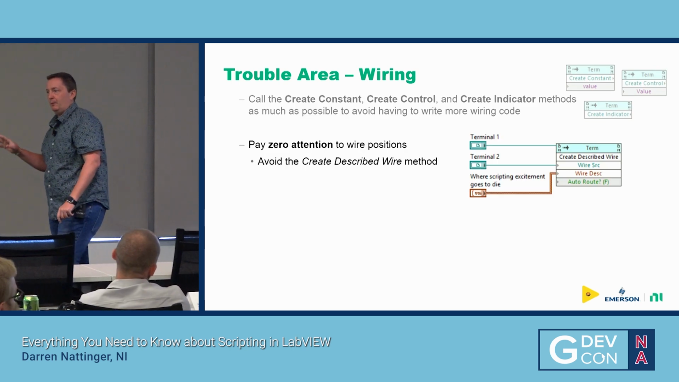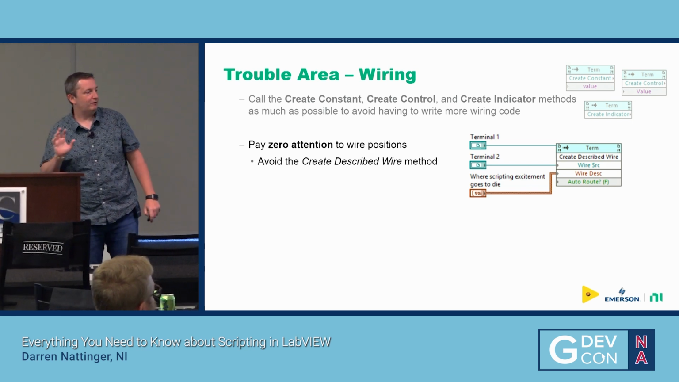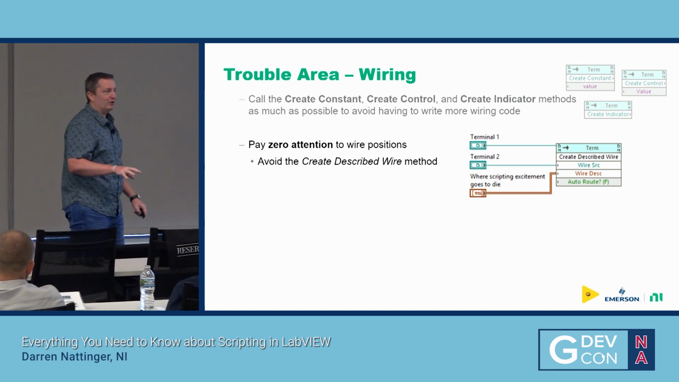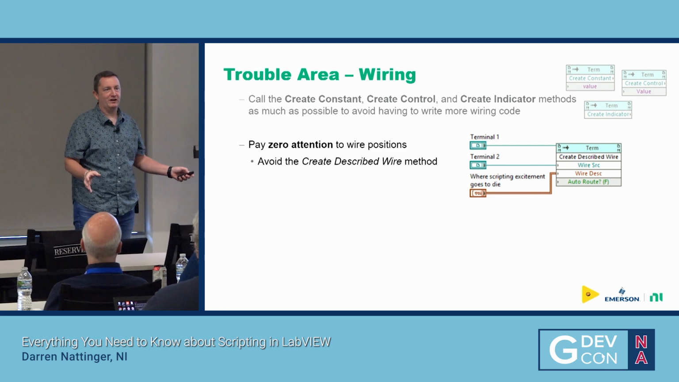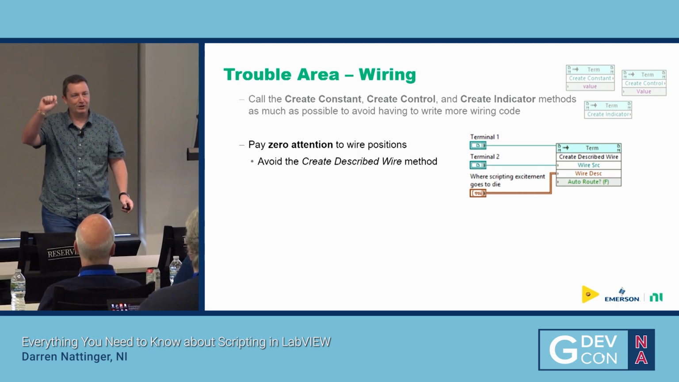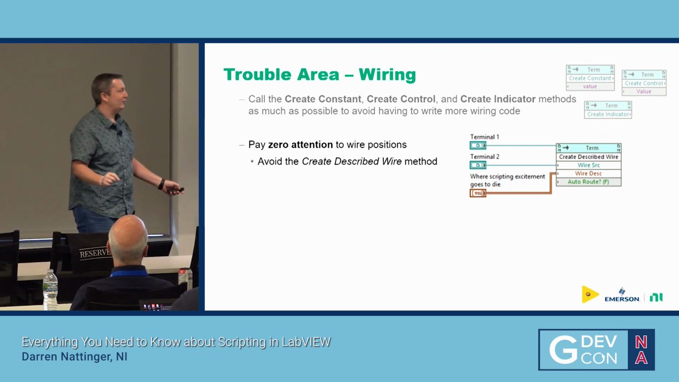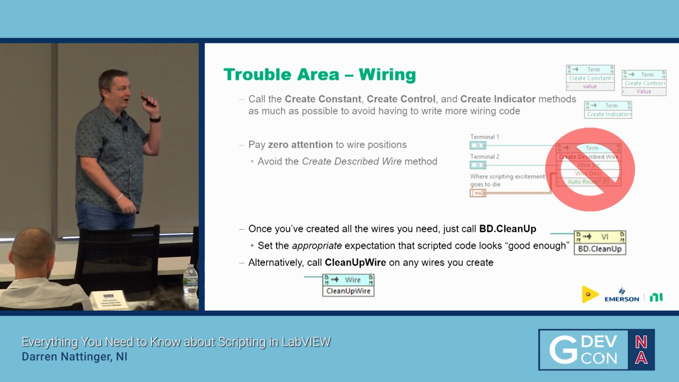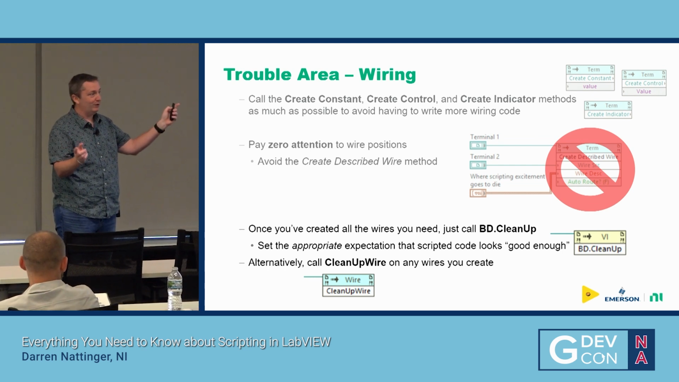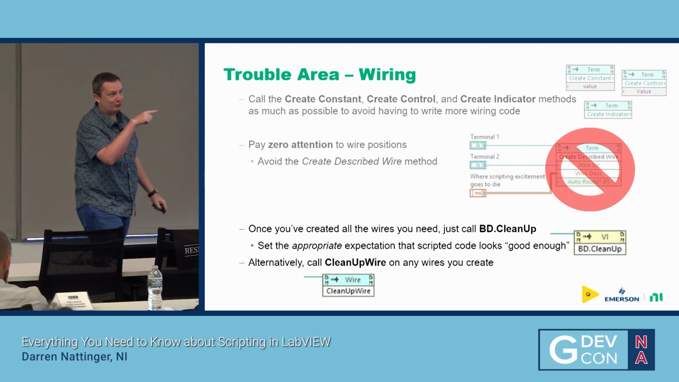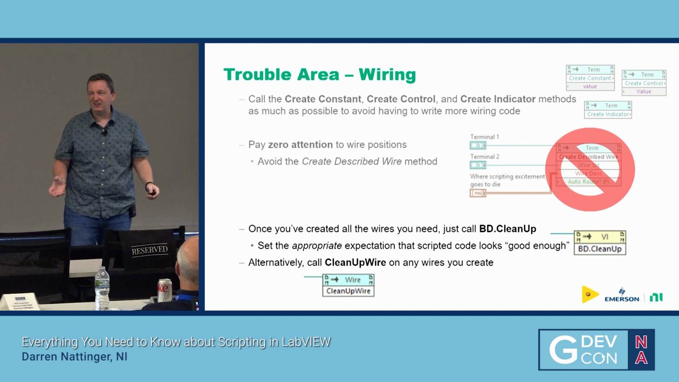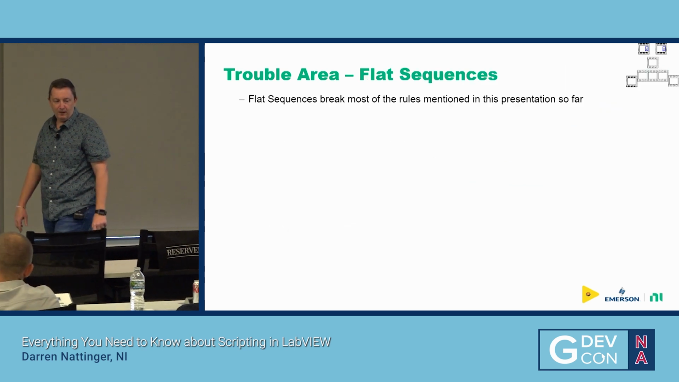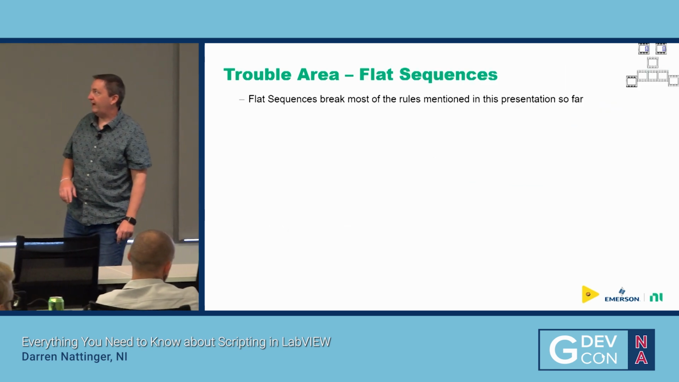If you want your excitement about scripting to die a horrible death, then feel free to use the create described wire method, which is a way that you, as a LabVIEW programmer, can spend hours and hours of agonizing fun determining the exact positions of where you want your wire to go on your block diagram. If you guys hate yourselves, call this method. I don't think y'all hate yourselves. So instead what you do is you call create wire that's just going to go from here to here. You don't care what it does because you're going to call the cleanup wire method after you've created that wire. And LabVIEW is going to take care of making it look pretty good. Definitely better than how you would feel if you tried to position all those joints yourself. Okay, so another trouble area is flat sequences.